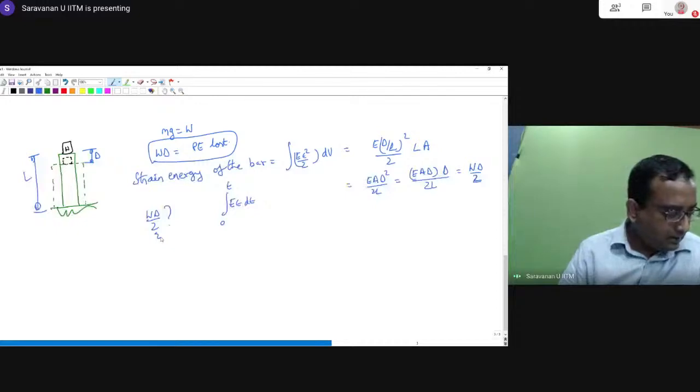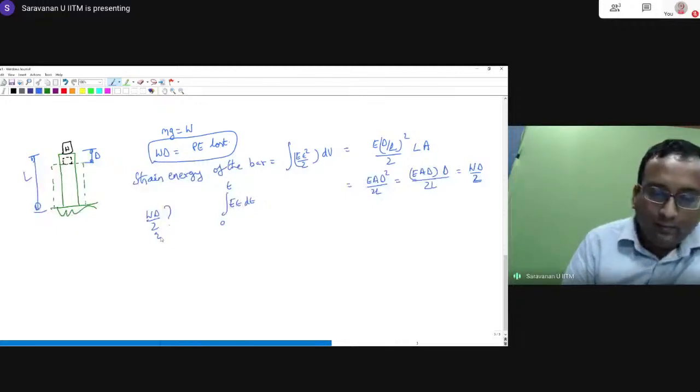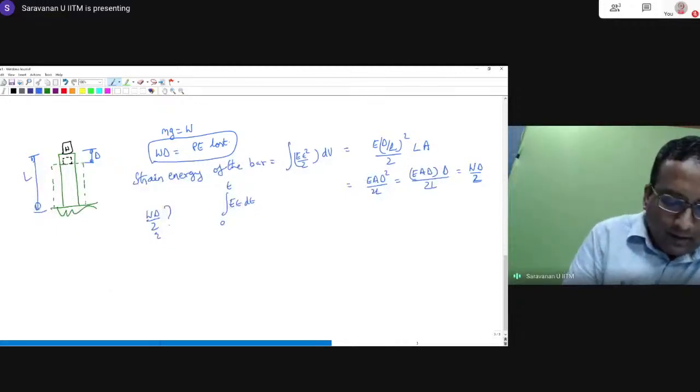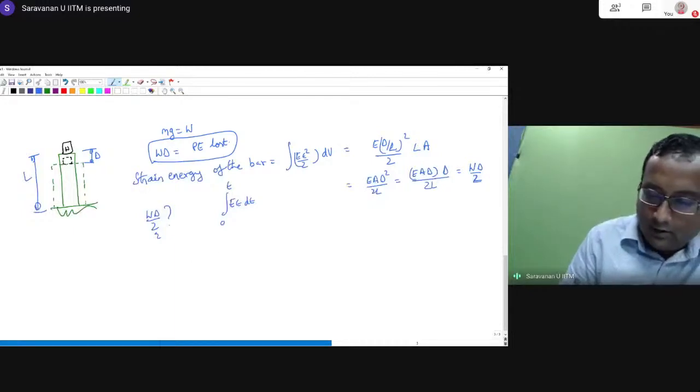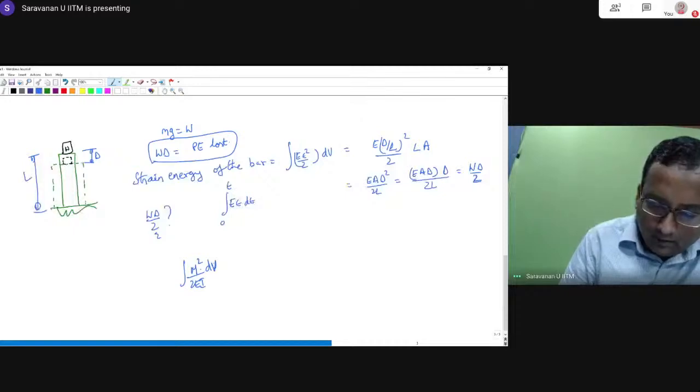Okay. Potential energy is stored in the beam. If I have a beam, there's energy stored in the beam also, which will depend upon the bending moment: M square by 2EI dV. Okay, let me derive that for you.